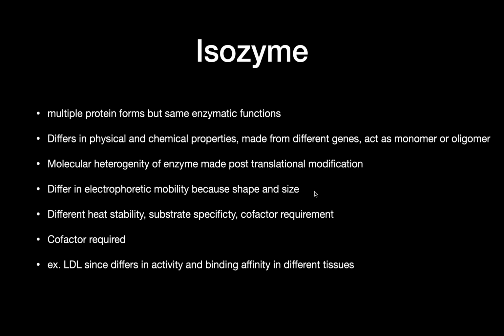They are easily identified in electrophoresis because they differ in electrophoretic mobility due to their shapes and sizes. They also have different physical properties such as heat stability, substrate specificity, and different cofactors required to activate them. All of them require cofactors to activate. An example is LDL because it differs in activity and binding affinity in different tissues.